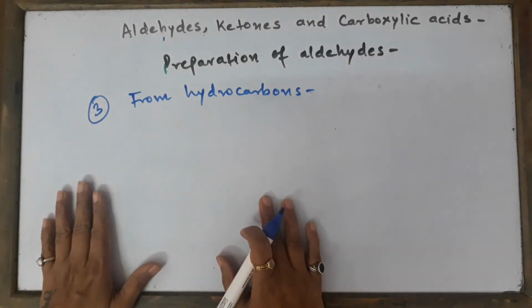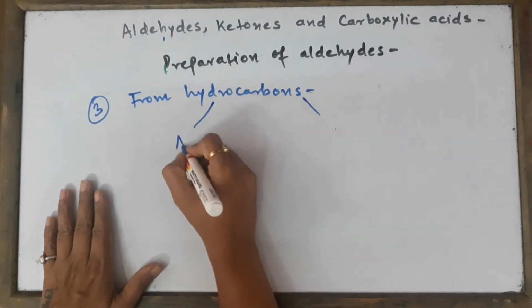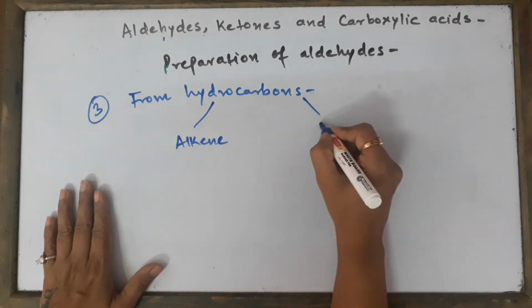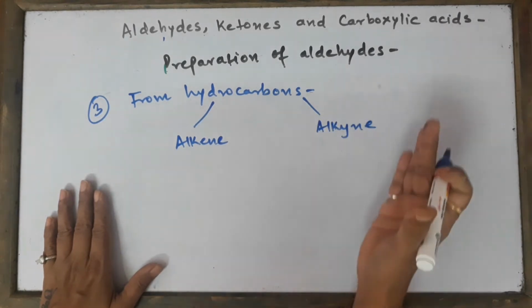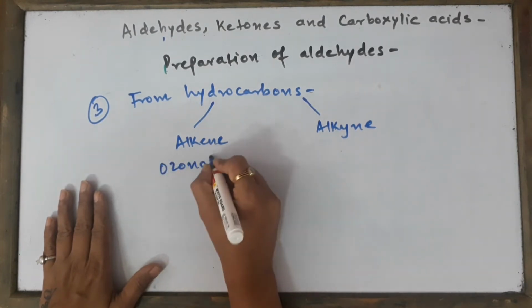The third method of preparation of aldehydes is from hydrocarbons. Basically, this is from class 11th. You've already studied this in class 11th, so it is a repetition of that, from alkenes and from alkynes. From alkenes, you're going to do ozonolysis.